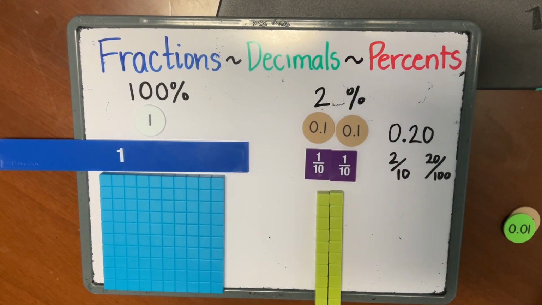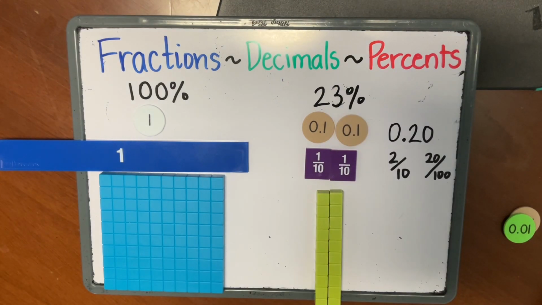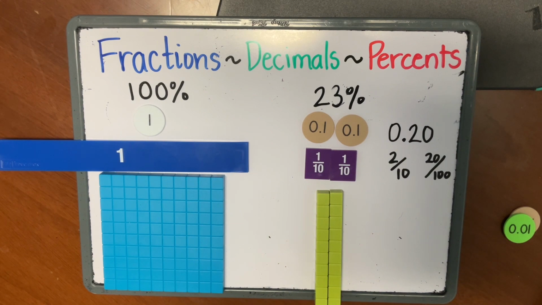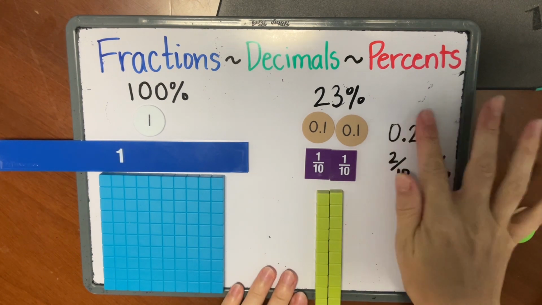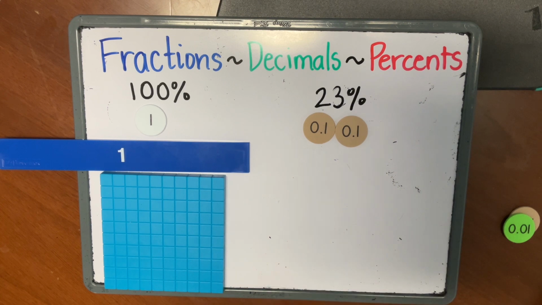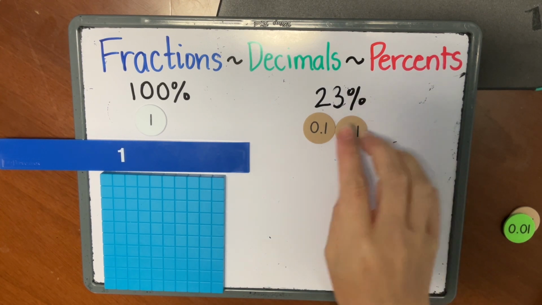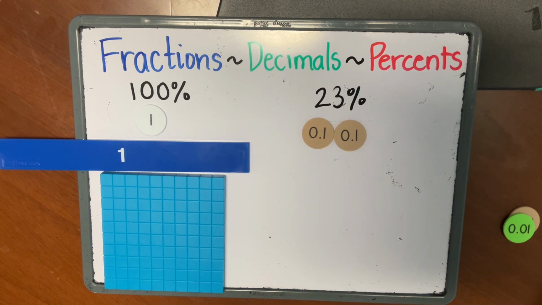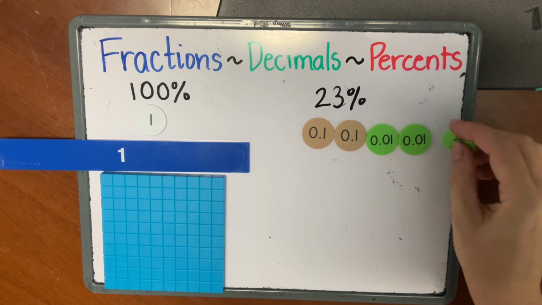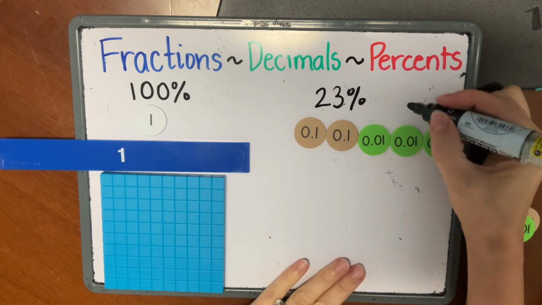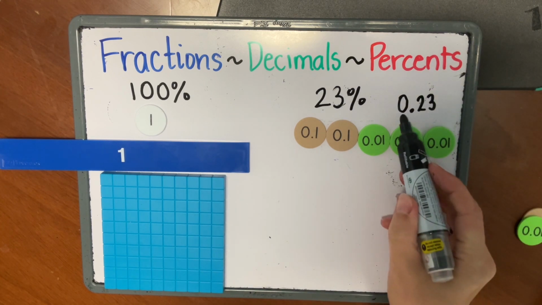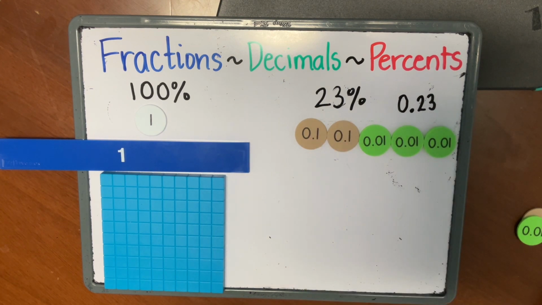Let's try another one. What would you build for 23%? And I'll give you a hint. Some of these tools you cannot use and some of them you can. Give it a go. Okay, well, 23% would mean I have 2/10 and 3/100ths. That would be written as 23/100ths, or 0.23, 2/10 and 3/100ths.